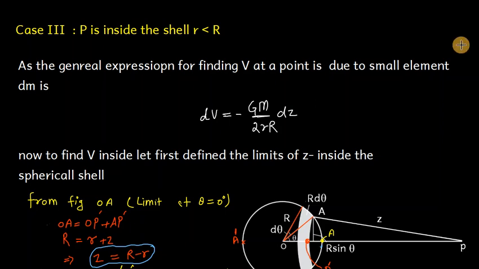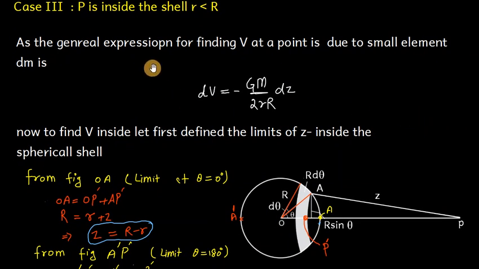Now case number 3: if P is inside the spherical shell, then what will be the gravitational potential? As the general expression for finding V at a point due to a small element is this one. Correct. Now to find V inside, let us first define the limit of Z inside the spherical shell.